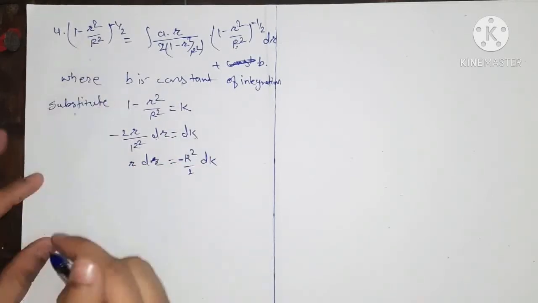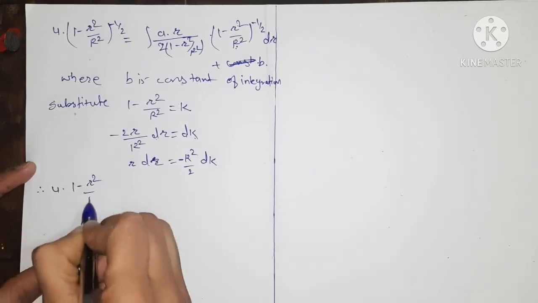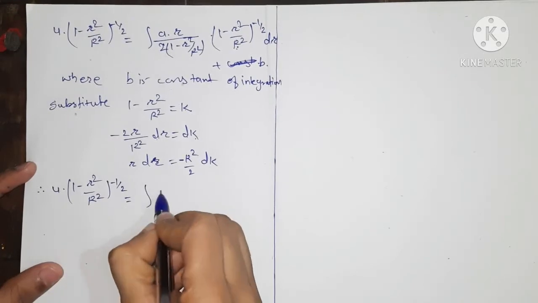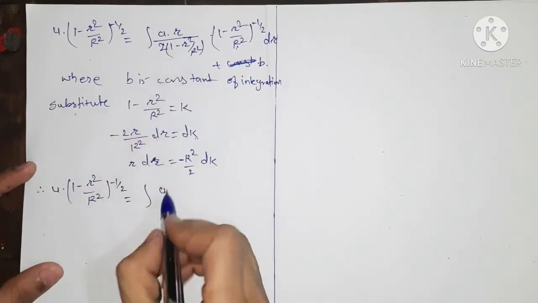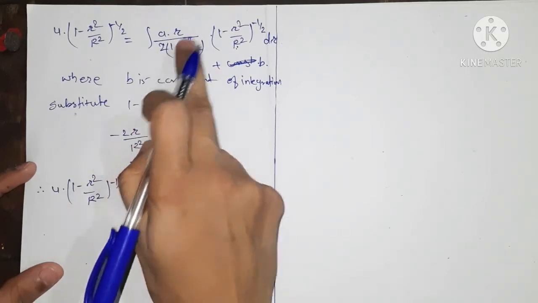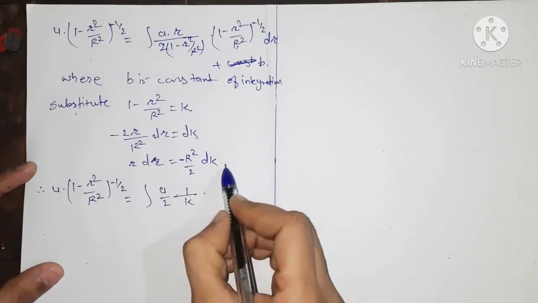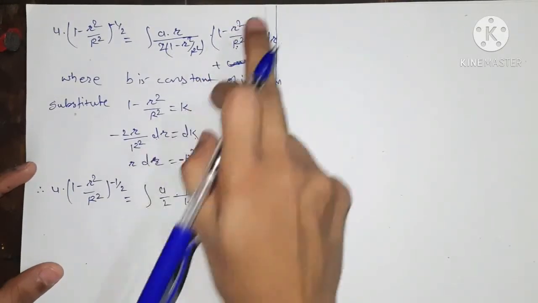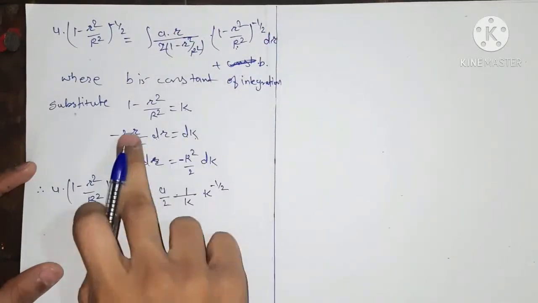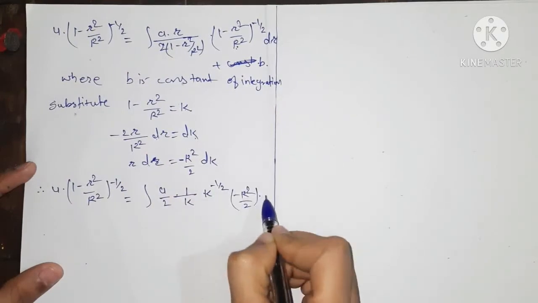Okay, so this equation implies u into (1 minus r square upon capital R square) to the power minus half equals the integral of a upon 2, into the value of this (1 minus r square upon capital R square), which is k. So it is 1 upon k, into k to the power minus half, into r, into dr, as minus r square upon 2 into dk.